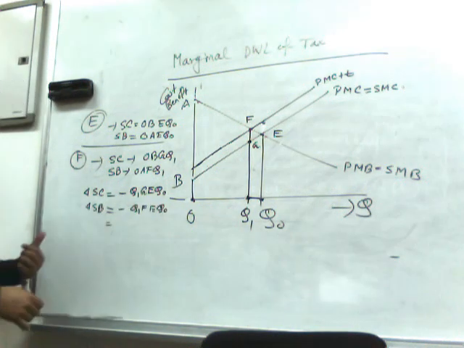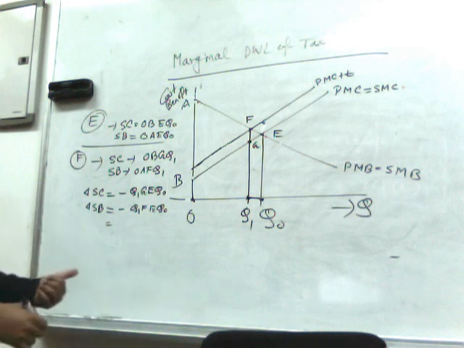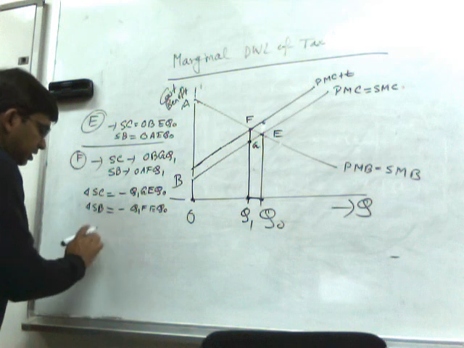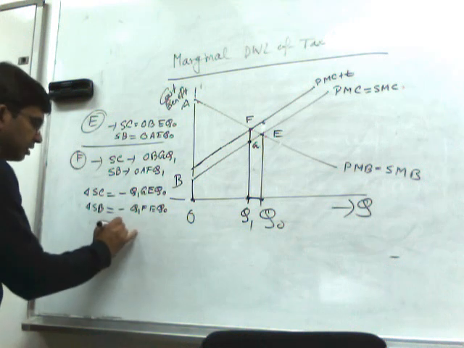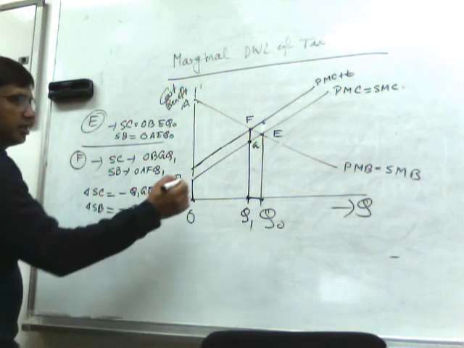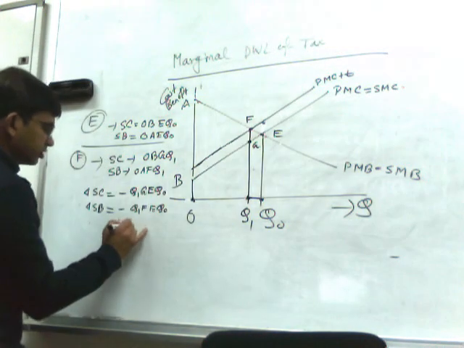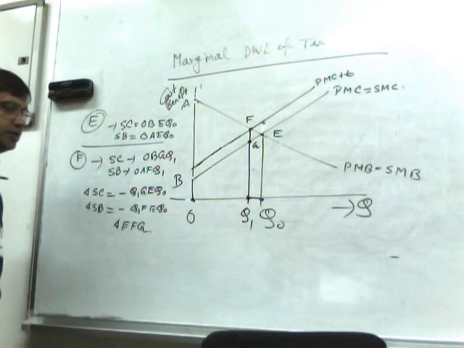So what is the difference between the decline in social cost and social benefit? That is the area of the triangle GEF, or the area of the triangle EFG. This is the deadweight loss.